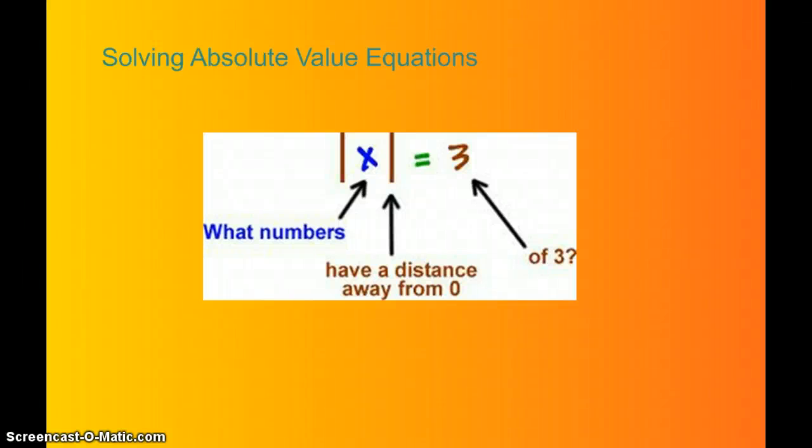Our next section is going to be on solving absolute value equations. Now, hopefully from a previous class you remember what an absolute value is. When you see here, we have a situation where we have the absolute value of x equals 3. And so we need to remember an absolute value is a distance away from 0. And so it's asking what numbers have a distance from 0 equal to 3. That's what that question is asking, and that's what we're going to answer today.